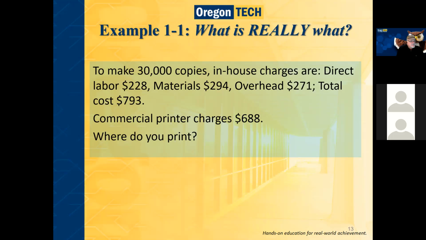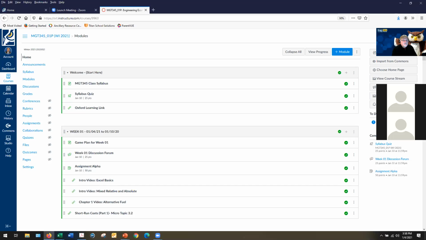I like this example because it's something I had to do when I was at Regents years ago. To make 30,000 copies, the in-house charges are direct labor, materials, and overhead, for a total cost of $793. This example starts getting you terms you can use on a regular basis. One of the videos I put out for this week and next week deals with costs, if you want a preview of different ideas: short run costs, macro topic 3.2 in week 1.